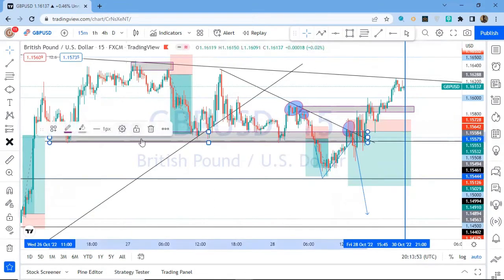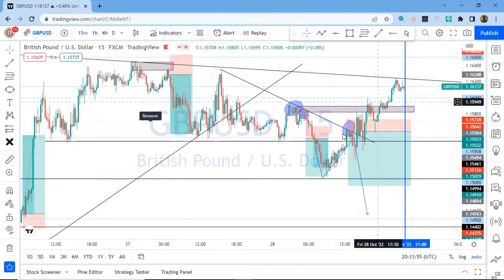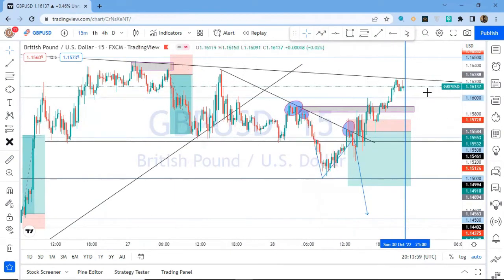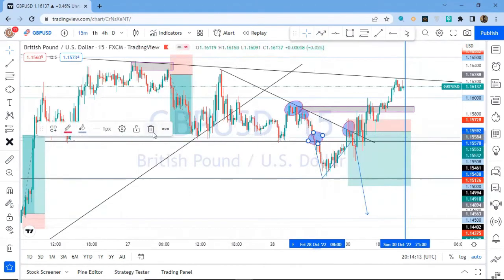Then I saw this solid rejection. Let me try to remove this. I saw this solid rejection. Let me remove this too. Are you guys seeing this solid rejection? This shows that price had broken our resistance and pulled back in, but it showed that bears are in control.